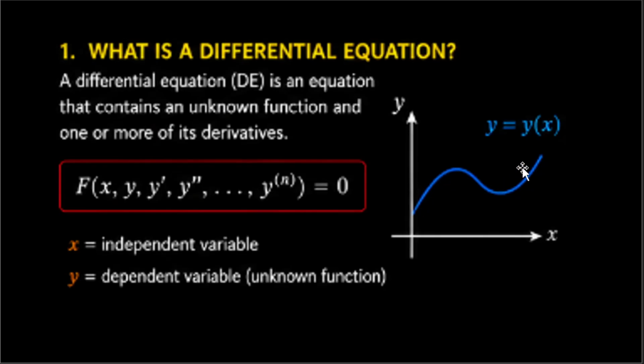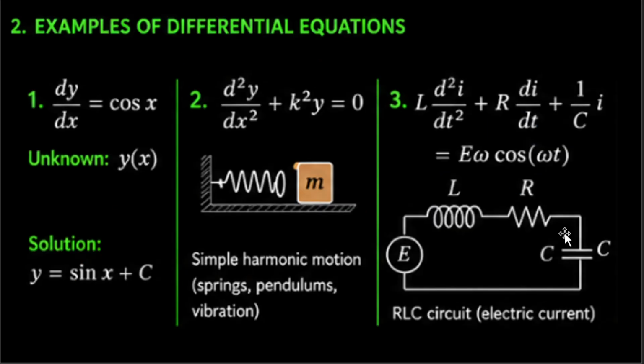Okay, so if you have this graph, your y is a function of x. Whatever changes are happening to your x, so the values of x, because your x is the independent variable, the y itself will change based on the changes of your x. Okay, so we have here the examples of differential equations.